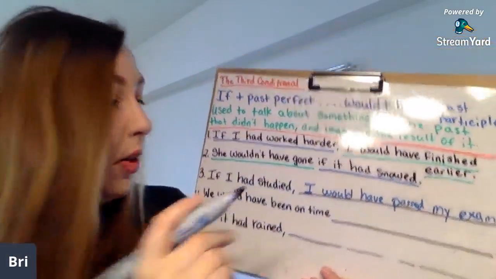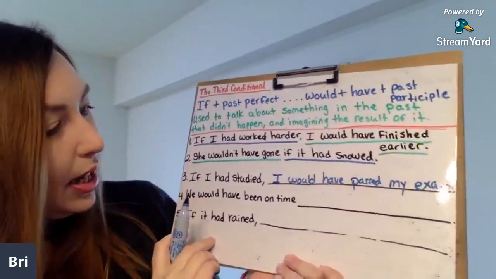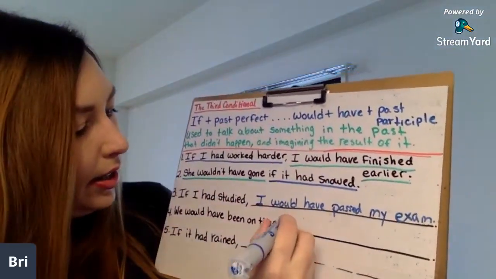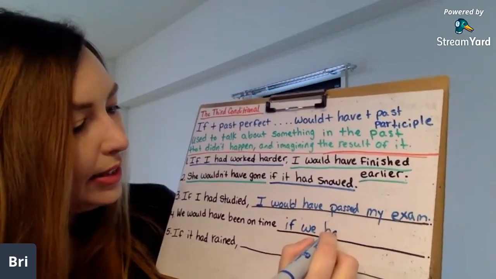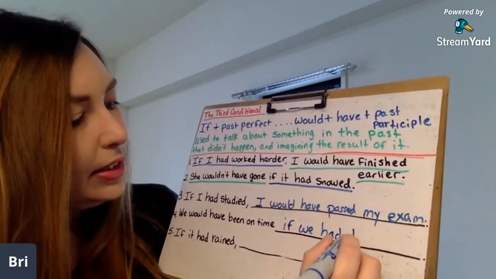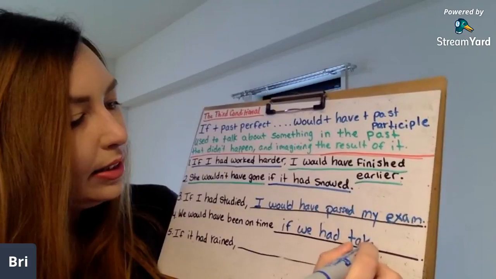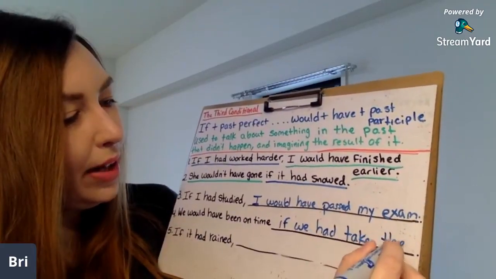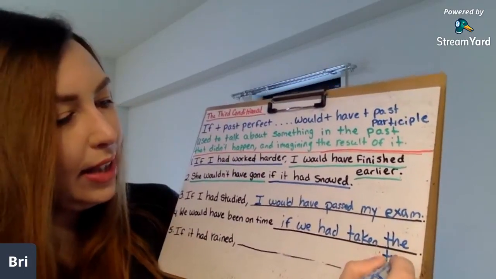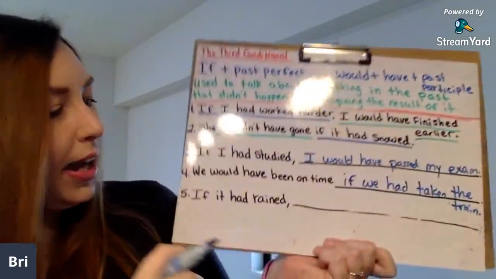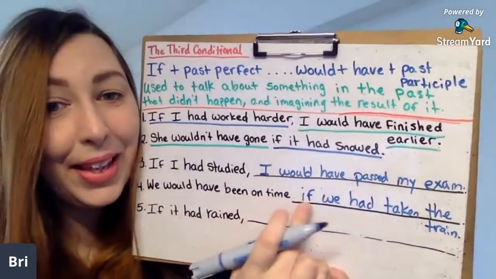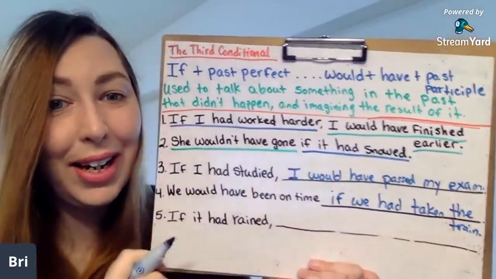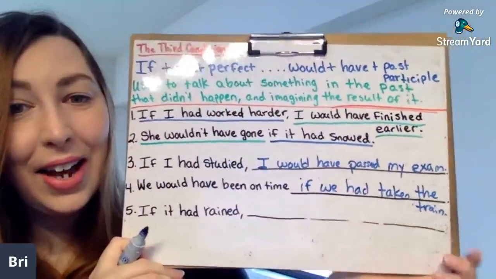Okay. Let's see. So I'm going to say we would have been on time if, let's say, if we had taken, oh no, I ran out of space, train. Let's say that one. That's pretty good. I can kind of fit it on my line. We would have been on time if we had taken the train. Very, very nice.